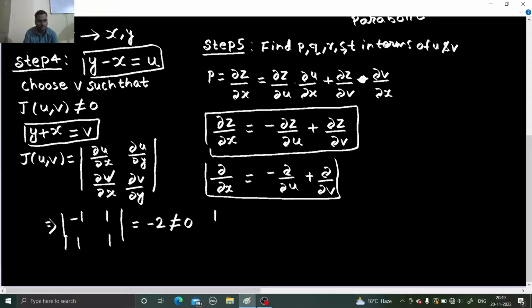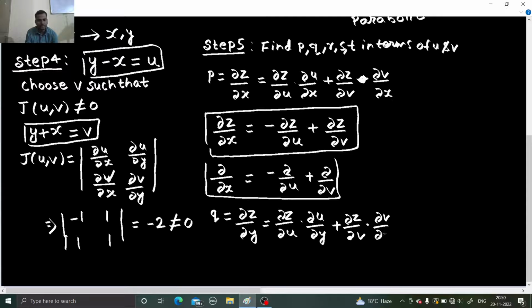Similarly find Q. So Q is del z by del y. So again del z by del u, del u by del y, plus del z by del v, del v by del y. Again del u by del y, if you want to find, and del v by del y, both of them are 1. So similarly you can say del z by del y equals to del z by del u plus del z by del v. One thing you got this, maybe this will be used.